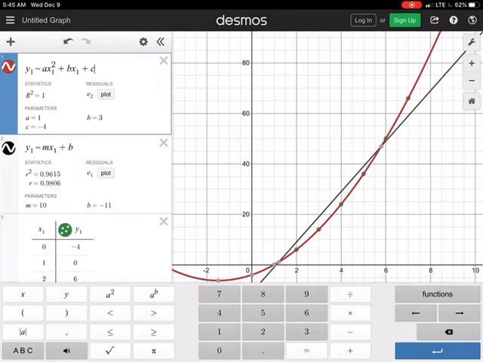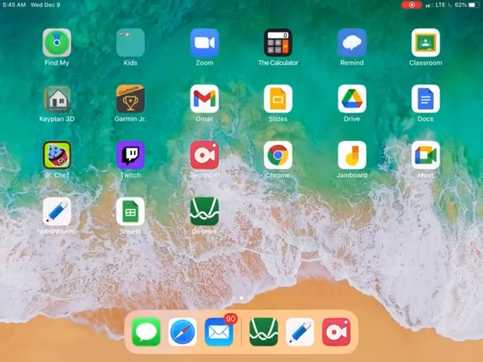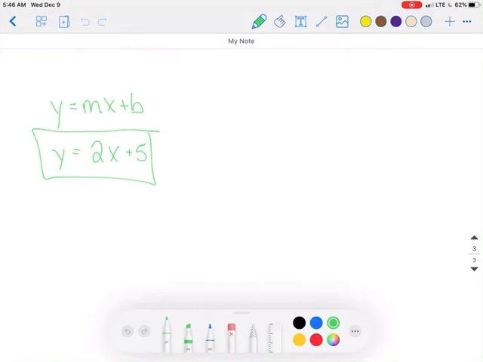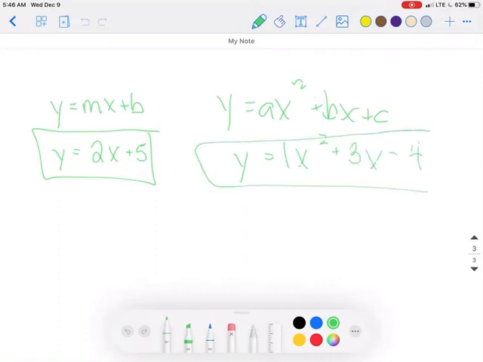So again, this is y equals ax squared plus bx plus c. Along the bottom, they tell you your a value is 1, your b value is 3, and your c value is -4. So if we want to write that equation, it's in the form of y equals ax squared plus bx plus c. So you are going to input your values. So my a value was 1, my b value was 3, and my c value was -4. So my equation will be 1x squared plus 3x minus 4.